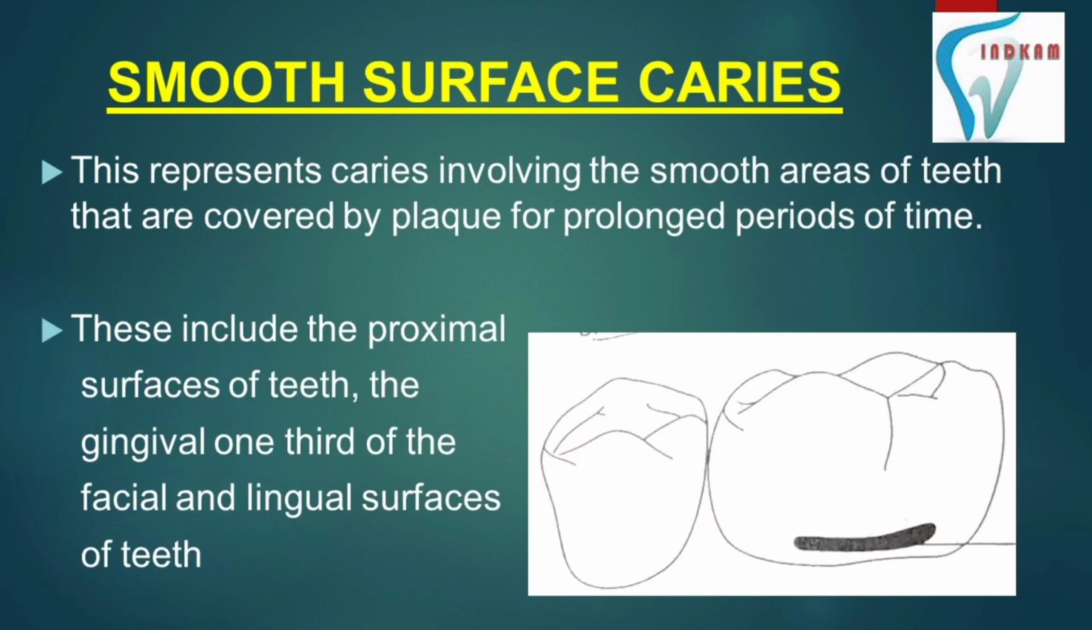Smooth surface caries. This represents caries involving the smooth surface of the tooth. Those surfaces of the tooth which are covered by plaque for a prolonged period of time are more prone to this type of caries. These include the proximal surface of teeth and the gingival 1/3 of the facial and lingual surfaces of the teeth, as you can see the same in the diagram.